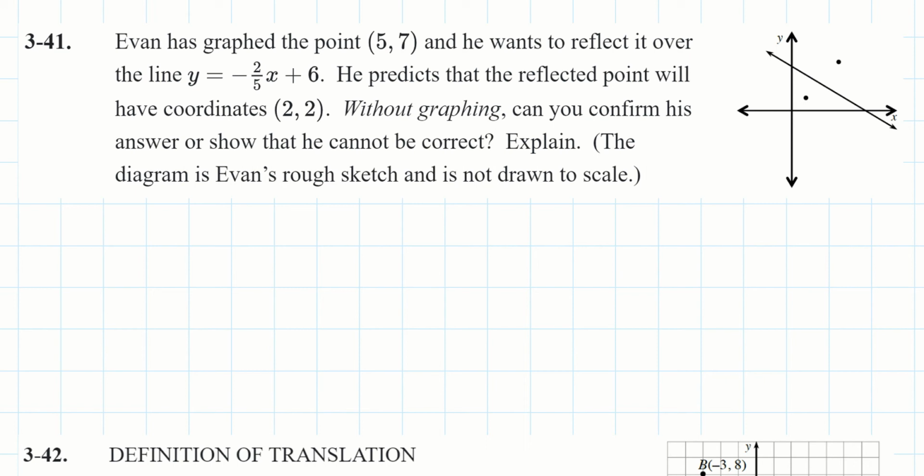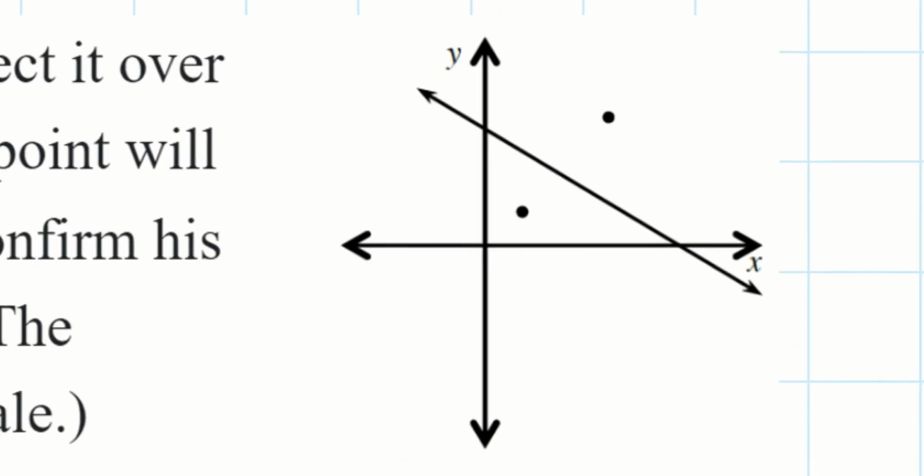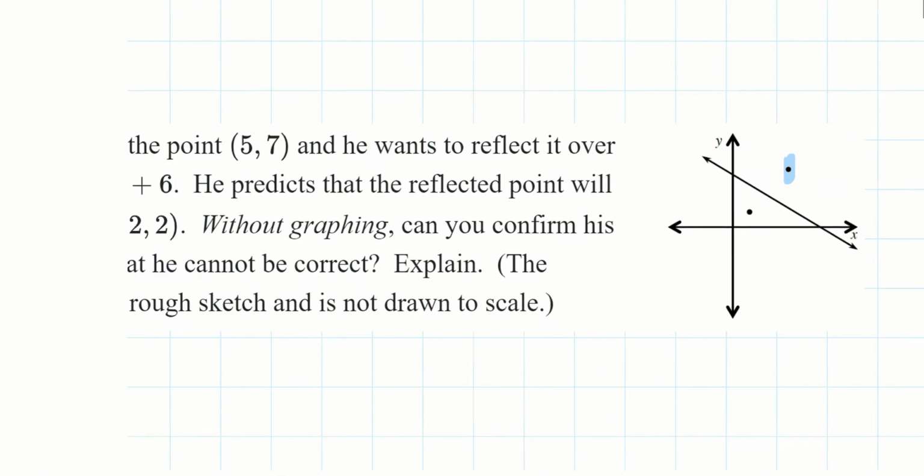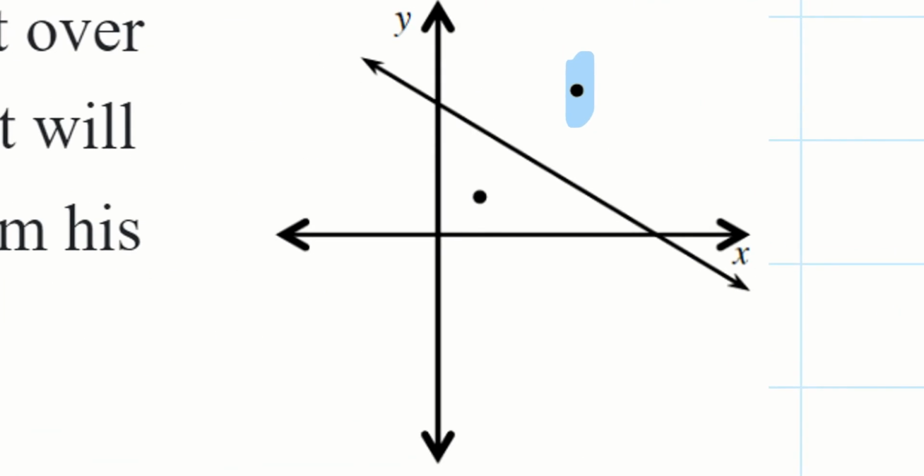He predicts that the reflected point will have the coordinates 2, 2. Without graphing this, can you confirm his answer or show that he cannot possibly be correct? Explain. And I'll just point out that this diagram, they say, is a sketch. It's a crude sketch. We're told that this is roughly the point that he graphed, right? This was the over 5 up 7.